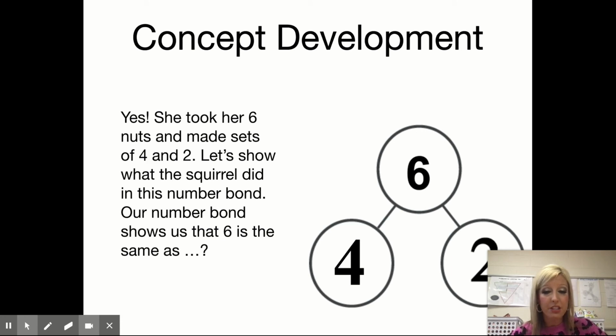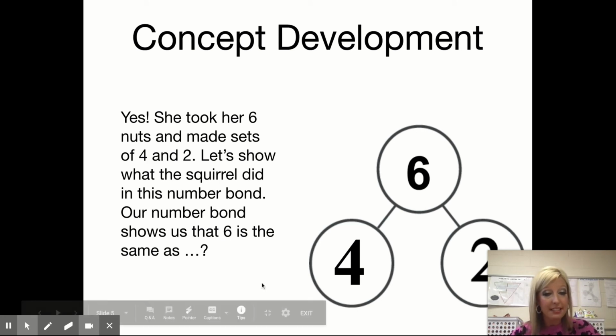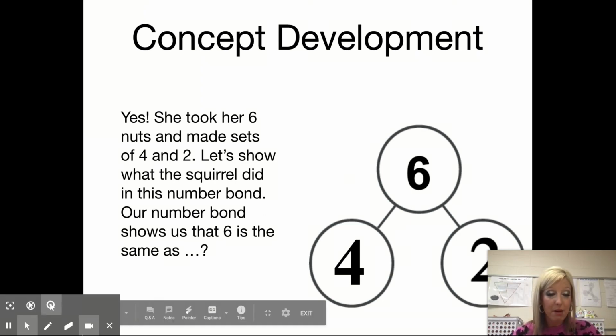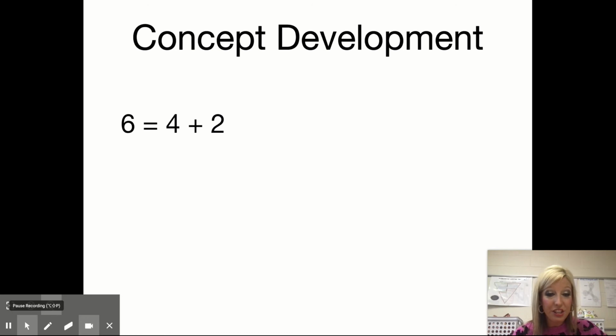Let's show how the squirrel did in this number bond. Our number bond shows us that 6 is the same as, what's it show us? That 6 is the same as 4 and 2. You can go ahead and model this problem in a number bond at your home. You could also write a number sentence that models this number bond. Go ahead and pause the video while you do that. Your number sentence should have been 6 equals 4 plus 2. Or you might have written 6 equals 2 plus 4.